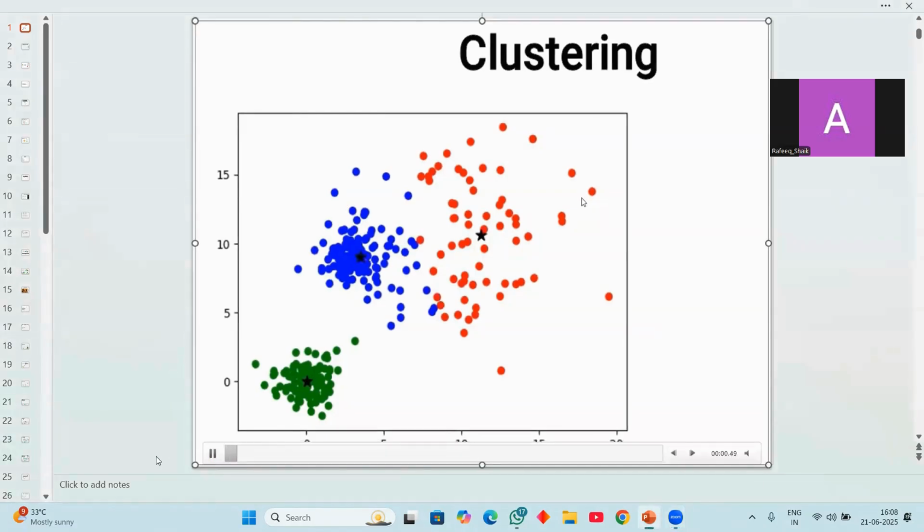Which deals with unlabeled data. So the main idea is that data points in the same cluster are more similar to each other than to those in other clusters, right? They are different in the groups.